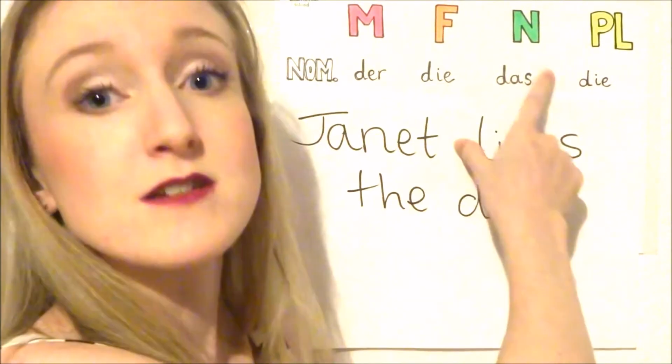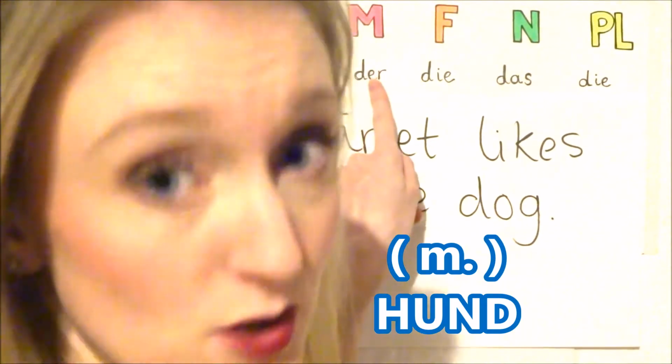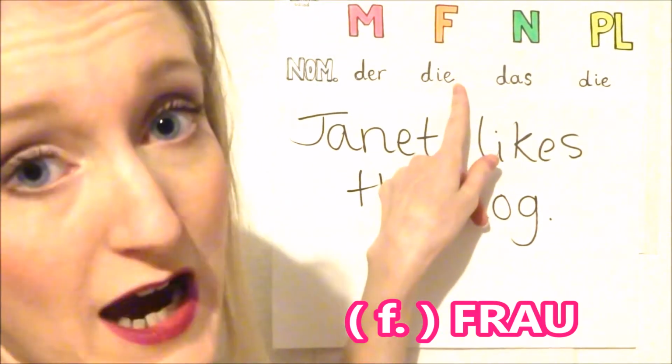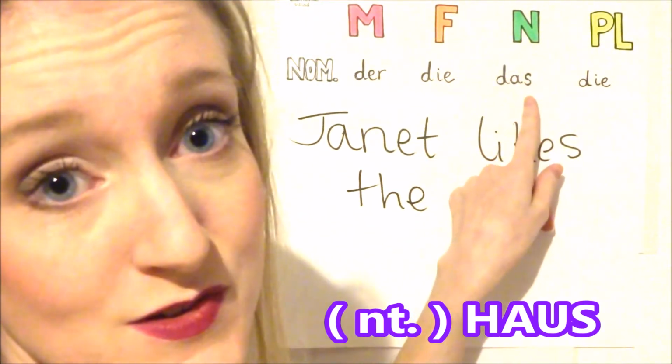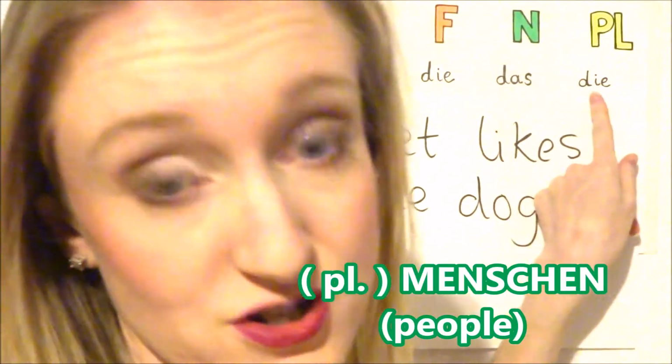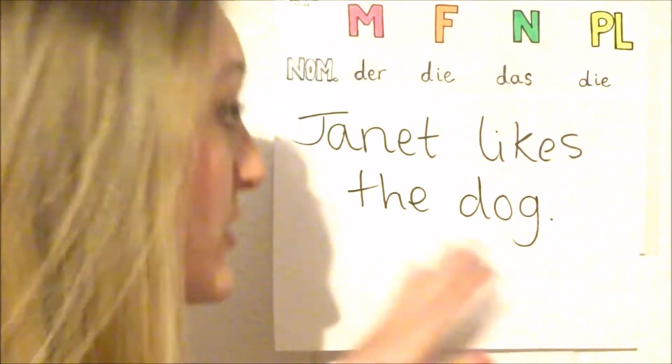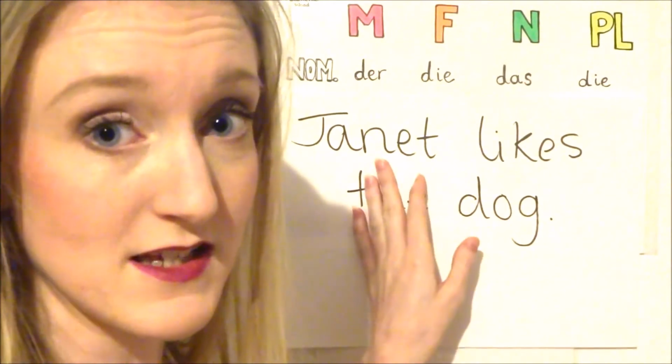Nominative is the first category. Nominative is the easiest category. It's the easiest case because it's the case that everybody knows. Der, die, das, and die. When you look up a word in the dictionary, you will see der Hund, die Frau, das Haus, und die Menschen. For example, if we go back to our sentence, Janet is in the nominative.